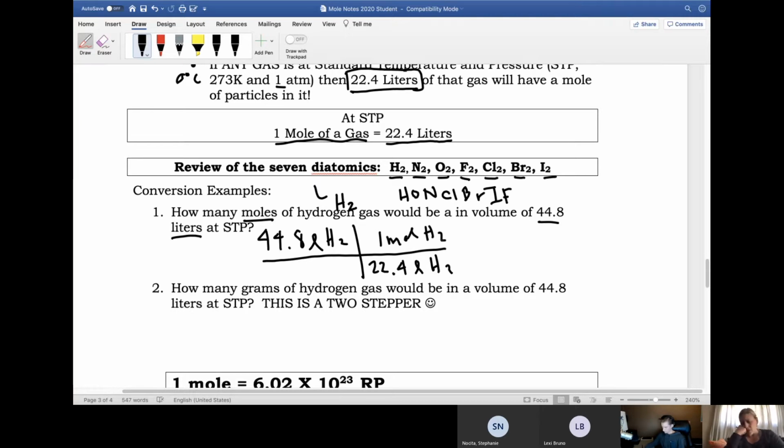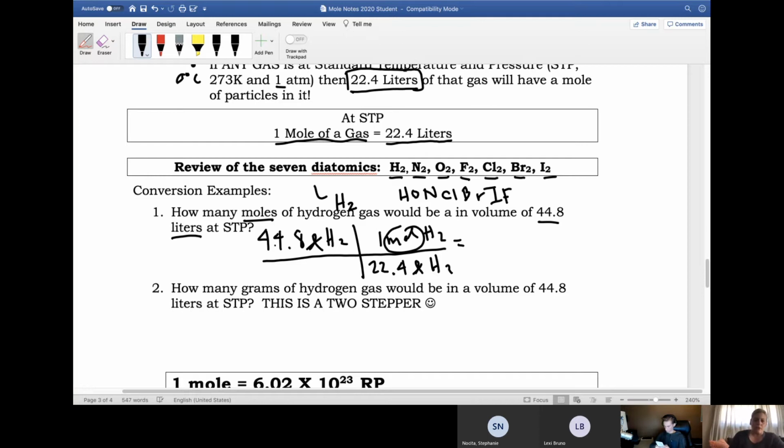Who can tell me why I chose to put the 22.4 liters on the bottom? Because you have to cancel out the liters, basically. Yep, because you got to cancel out the liters. I want to convert to moles, which is what I did. So then now all you have to do is do your math, because that's what they're asking for.